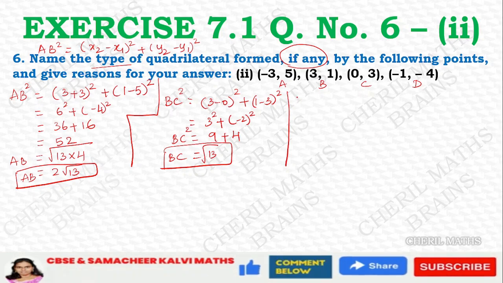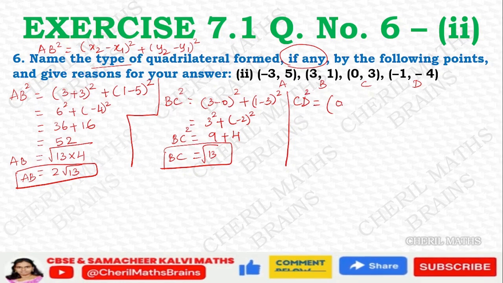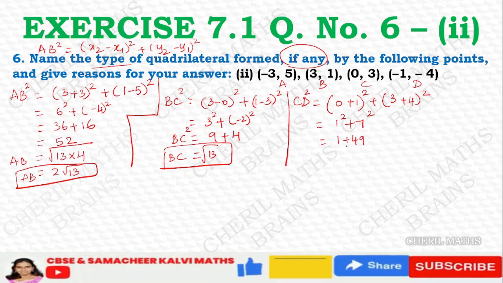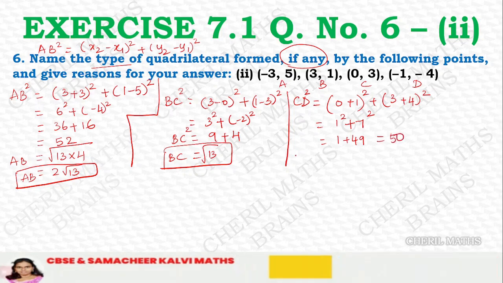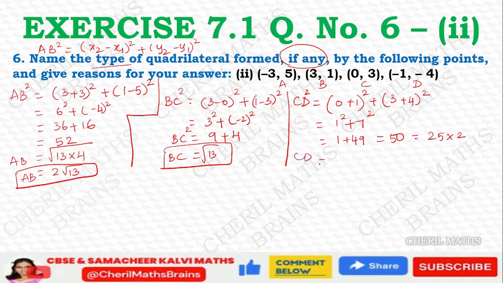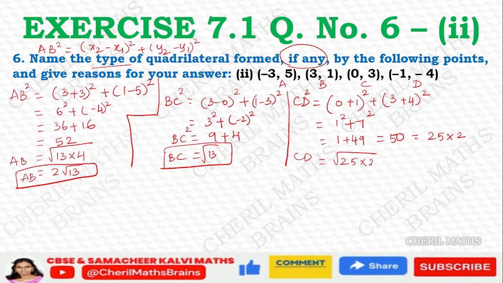Now going for CD. CD square will be 0 minus of minus 1, so 0 plus 1 the whole square, plus 3 minus of minus 4, 3 plus 4 the whole square. So it will be 1 square plus 7 square, so 1 plus 49, which will be 50. I can write 50 as 25 into 2. So what will be CD? Square root of 25 into 2. I can write it as 5 root 2. So my CD is 5 root 2.